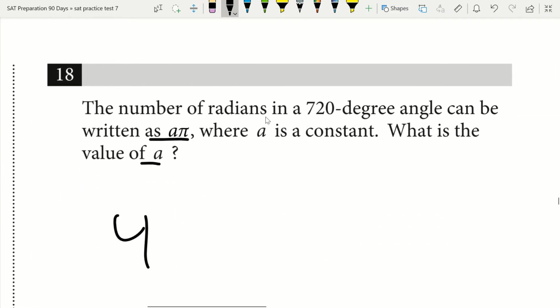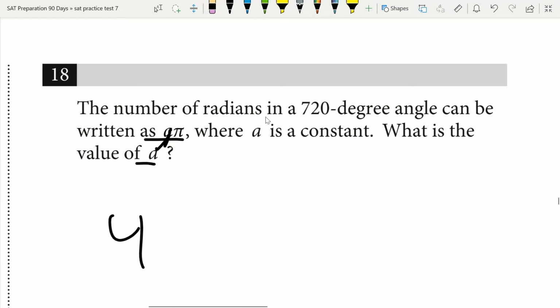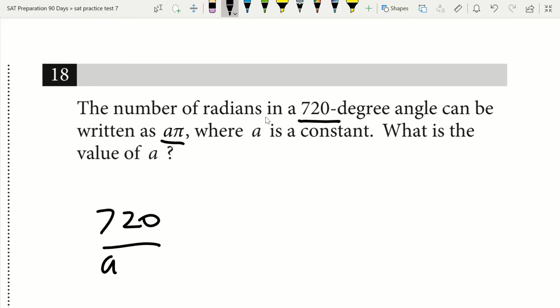Now, we can look at this again with question 18. Question 18 says the number of radians in a 720-degree angle can be written as a over pi, where a is a constant. What is the value of a? Well, we know that there are 360 degrees in a circle, and we also know that there are 2 pi radians in a circle.